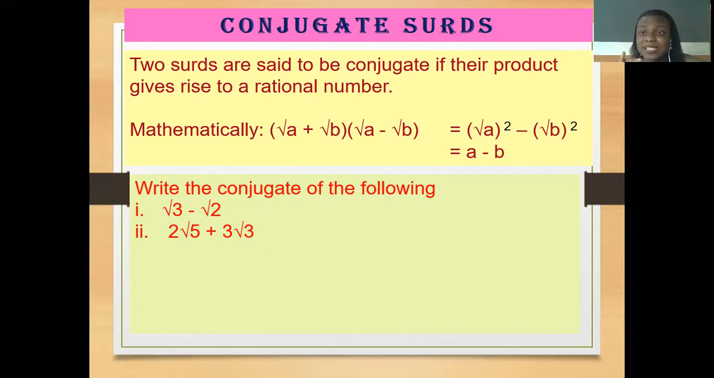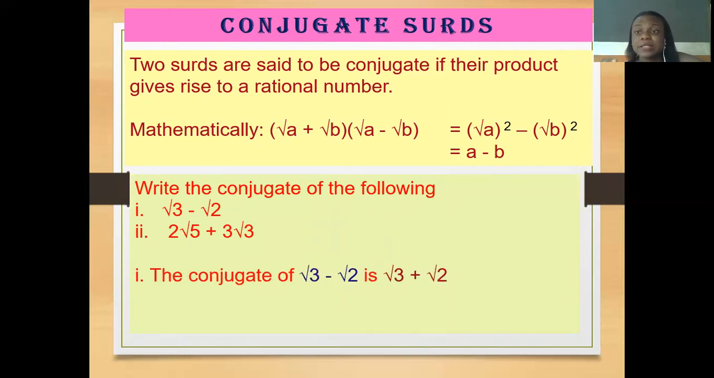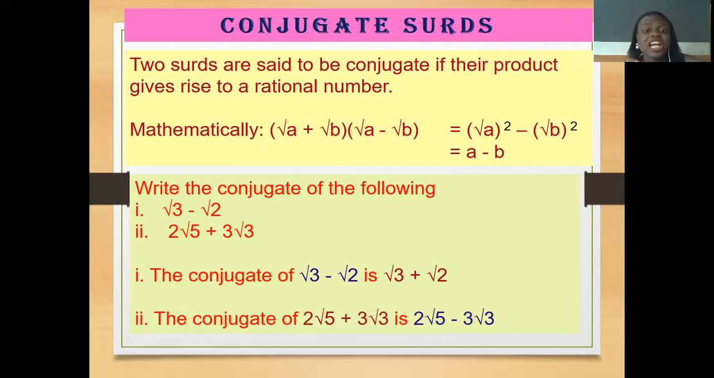So we have a minus sign there, we're going to change it to plus. So automatically, the conjugate of root 3 minus root 2 is simply root 3 plus root 2. It's as simple as that. Just change the sign. Now, for the second one, the conjugate of 2 root 5 plus 3 root 3: we're going to change the plus sign there to minus, so it becomes 2 root 5 minus 3 root 3.